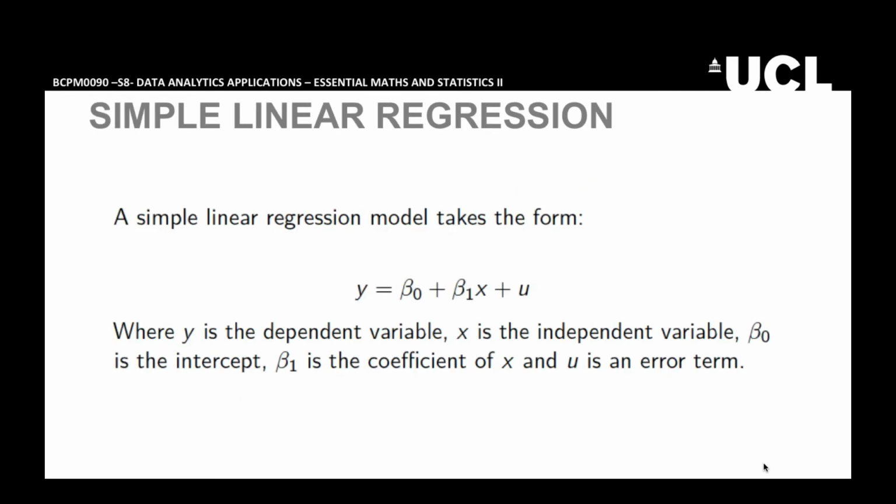And we will be collecting data to try to check and disprove the null hypothesis by finding a statistically significant correlation. The simple linear regression model takes the following form, where y is the dependent variable, x is the independent variable, beta sub 0 is the intercept, beta sub 1 is the coefficient of x, and u is an error term.